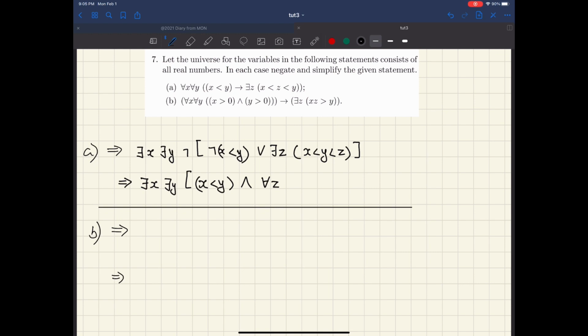You could think of it as splitting these three inequalities into two. So the first one would be x less than z and z less than y. So the reverse is x greater than or equal to z or z greater than or equal to y.